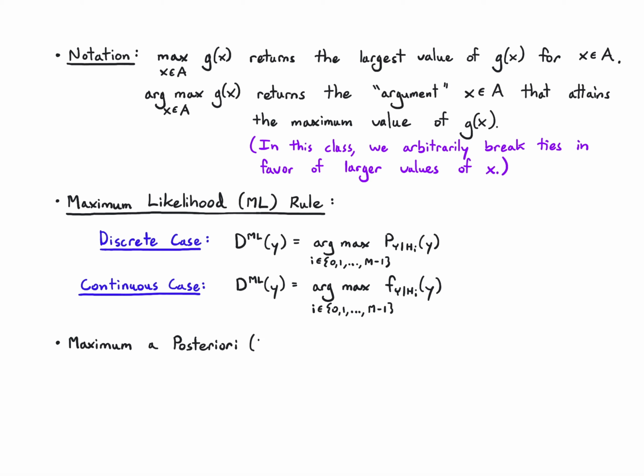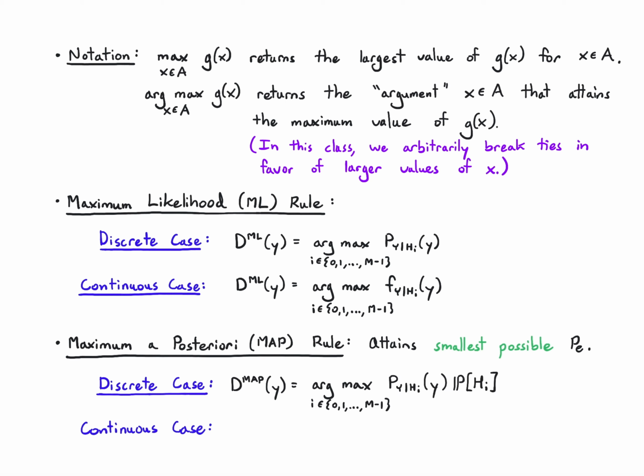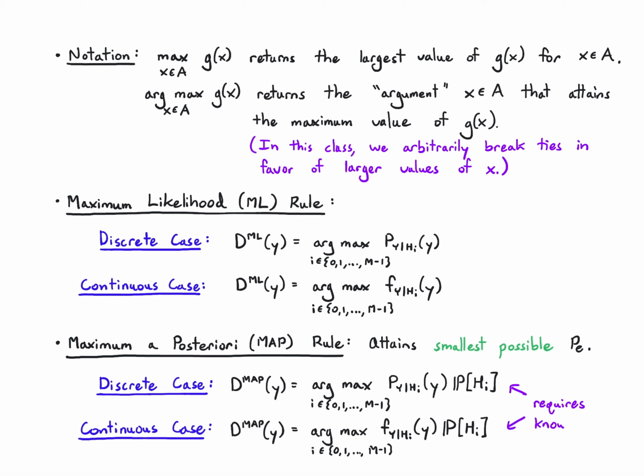The MAP rule, again, we can use this notation and get the same thing. Nice thing about the MAP rule is it's optimal. As before, you need to know the hypothesis probabilities. Maybe you can get those, maybe you can't. But let's say you have them, you can do this. You take the argmax of the conditional PMF times the probability of the hypothesis. Pick the largest one. That's the hypothesis you're going to have for the MAP rule. The continuous case, same thing. Just use a conditional PDF instead of the conditional PMF. And remember, you need to know the hypothesis probability. That's it.